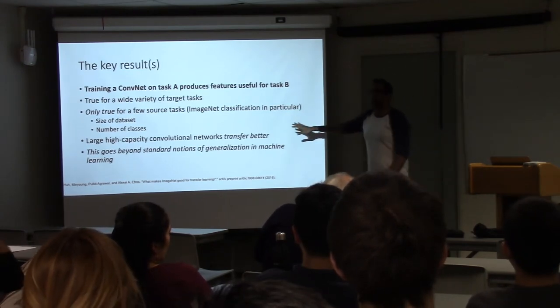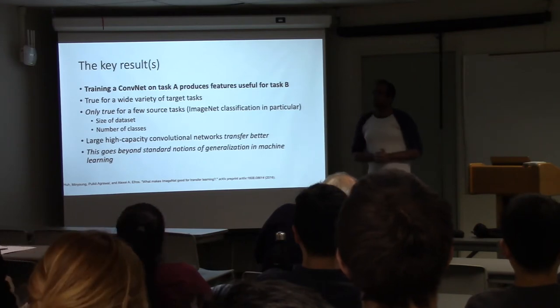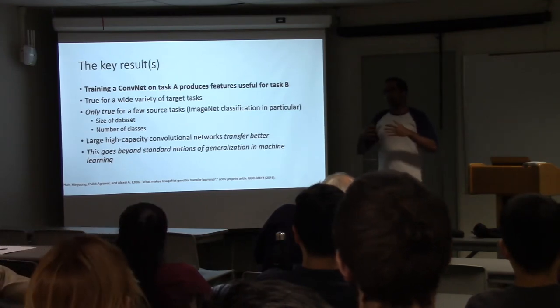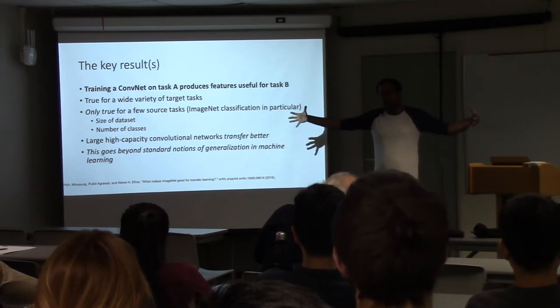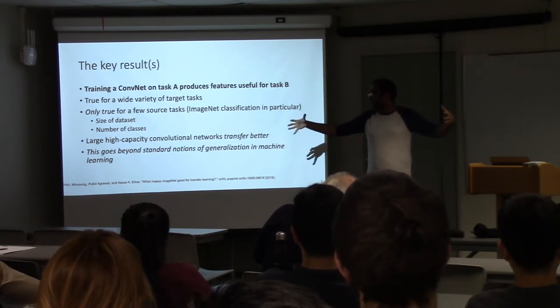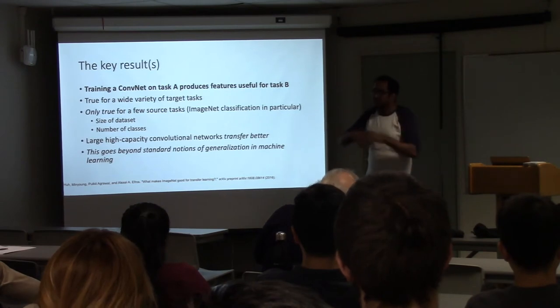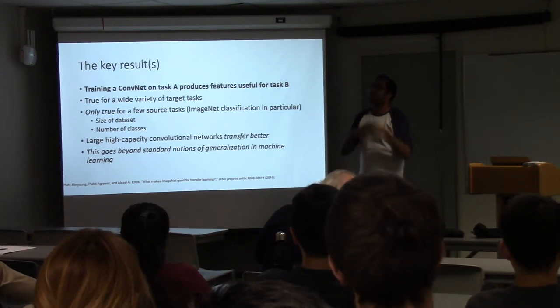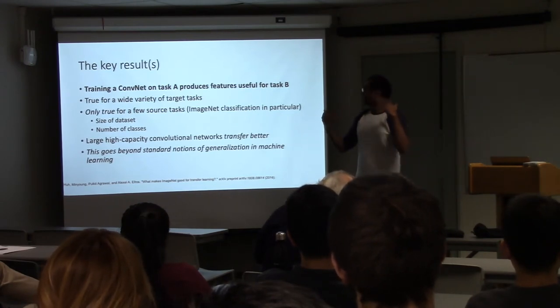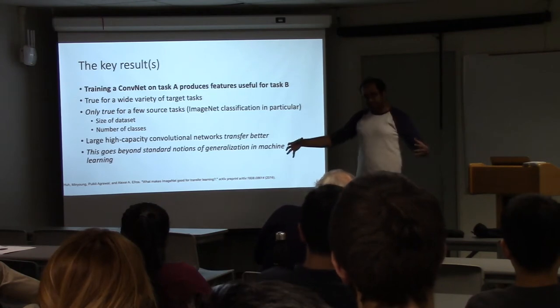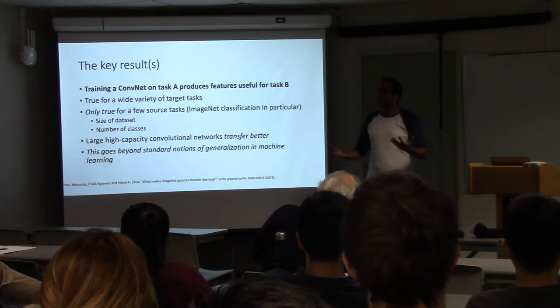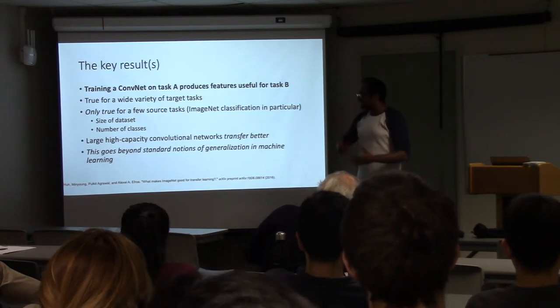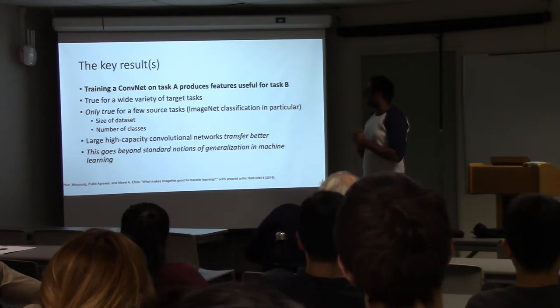Another result that I personally found counterintuitive was that you can make convolutional networks deeper by just composing more and more and larger functions. Now machine learning would tell us that if you have a high capacity model, that's more likely to overfit. But deeper networks seem to transfer better. So the features learned by deeper convolutional networks were actually better at the target task.